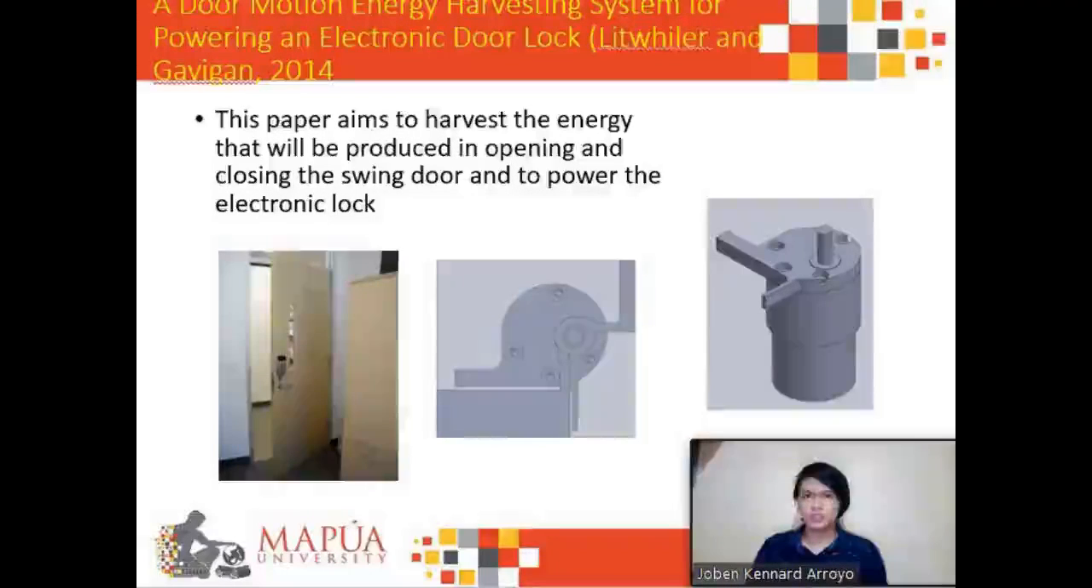The researchers use a simple hinge-mounted rotary motor as the generator. The electricity harvested will be stored in a battery and be used to power the lock. So basically, the door lock will be self-sustaining and won't need electricity from outside sources. Also, they rectify the output voltage in order to supply DC voltage to the generator.